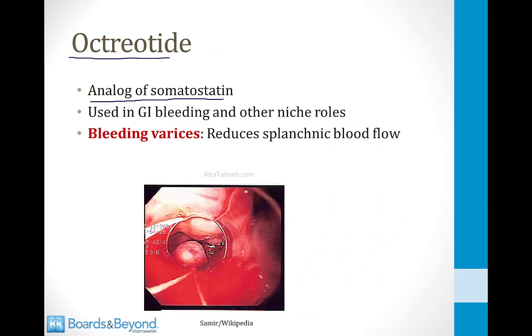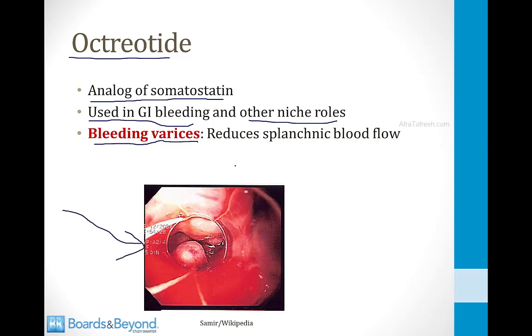The place where you will most often see it used is in upper gastrointestinal bleeding, although it has other niche roles, which I'll talk about on the next slide. When patients have bleeding varices, a blood vessel in their esophagus or stomach, it occurs in patients with liver disease and portal hypertension. And when these blood vessels bleed, these patients can exsanguinate and die. This is a bleeding varices as seen on an endoscopy.